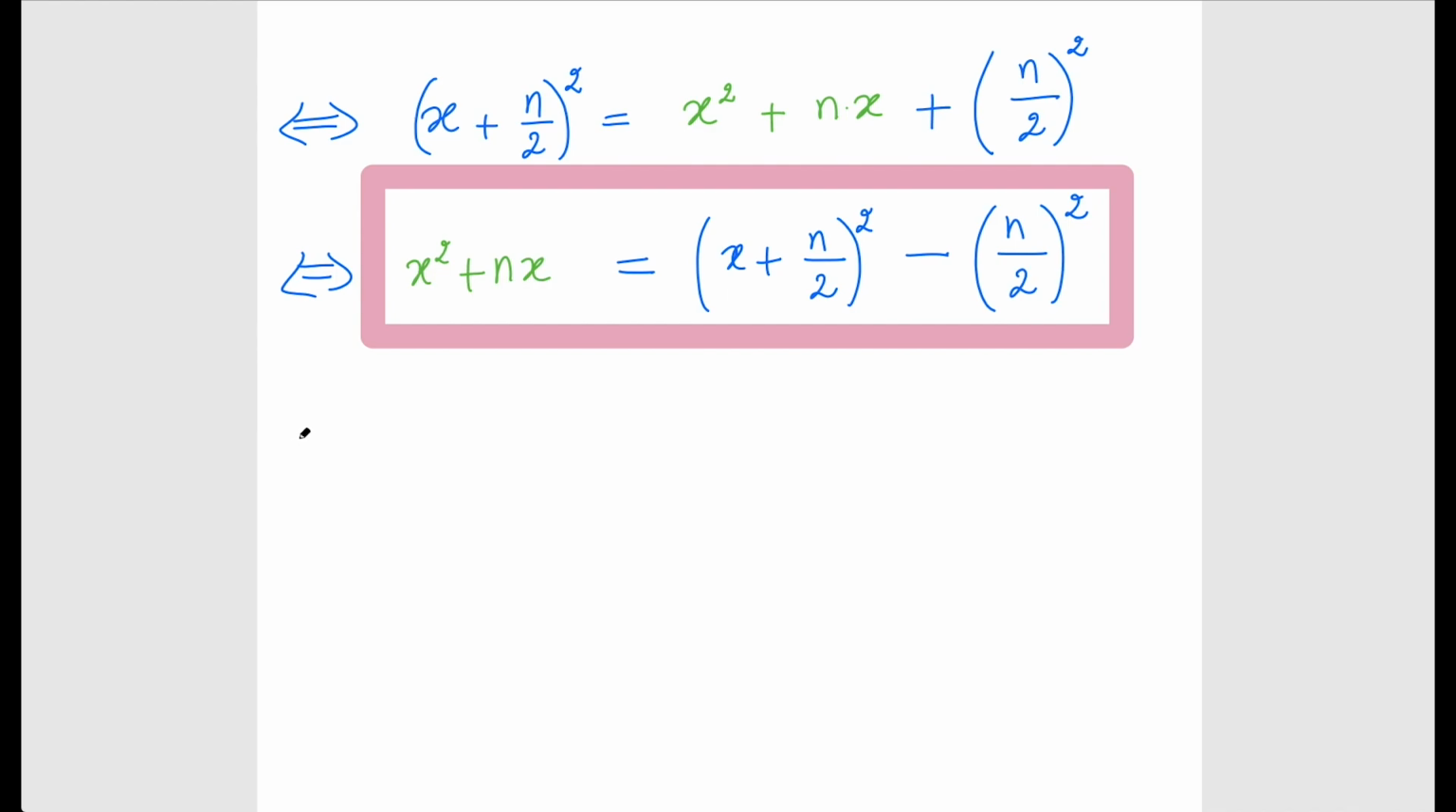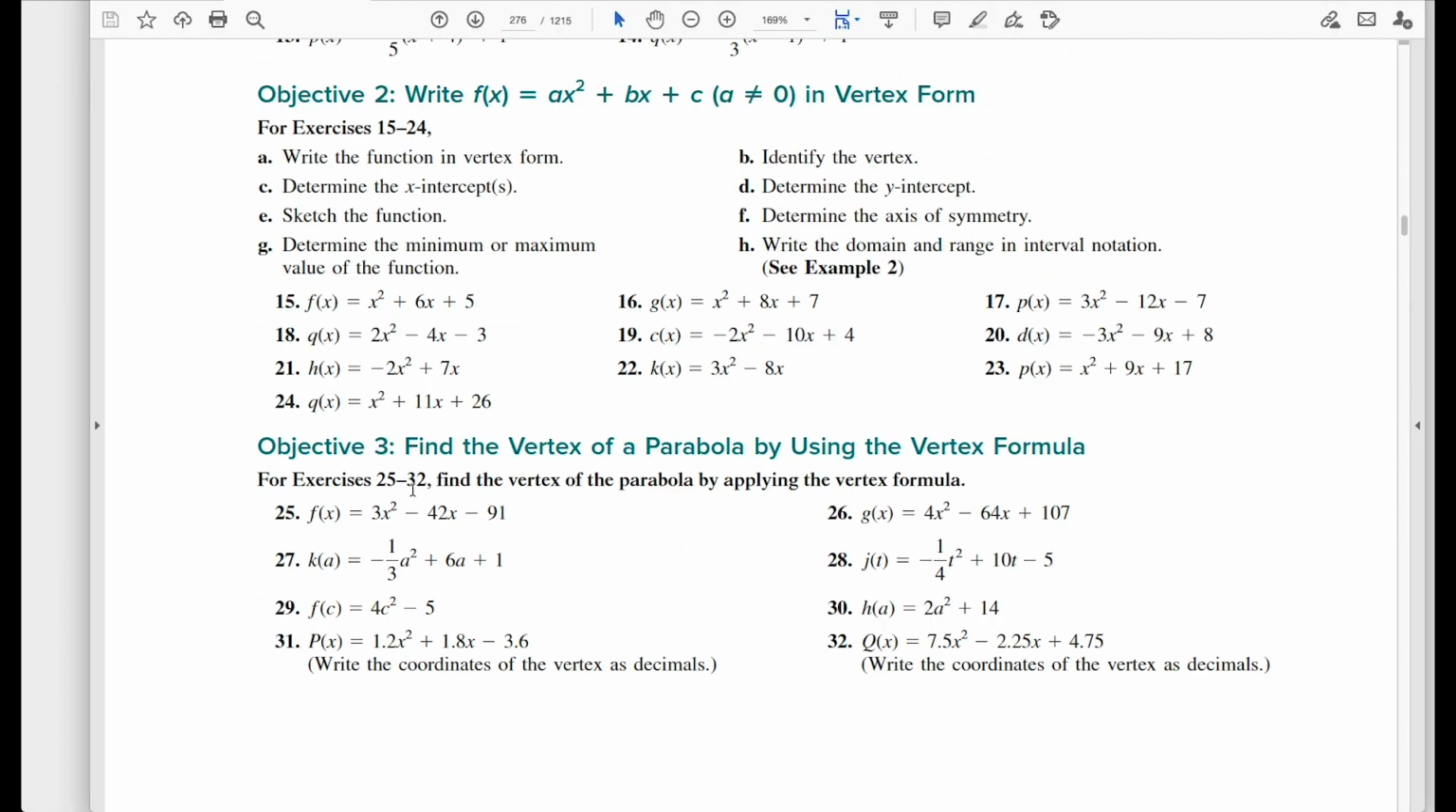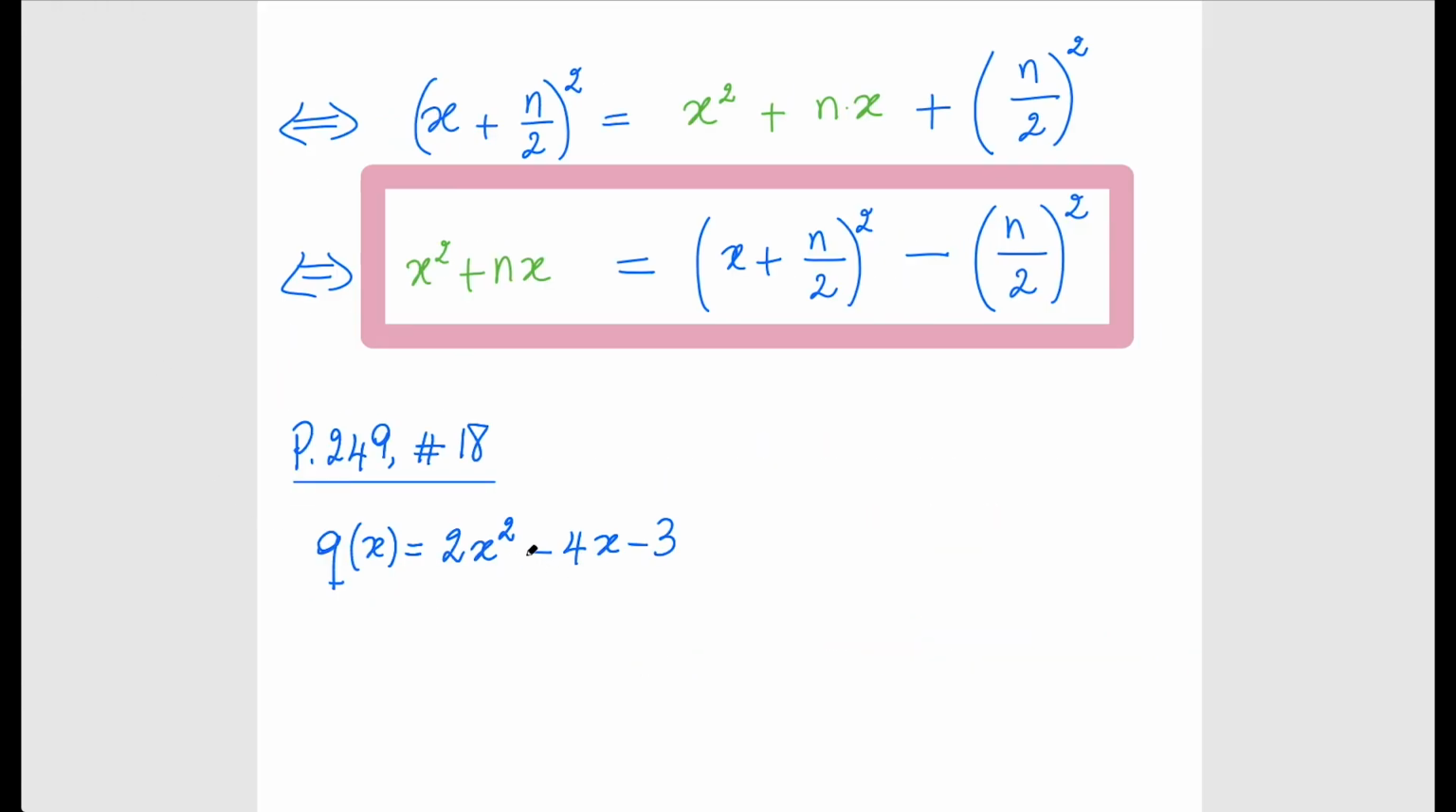So still on the same page, that's page 249. And that's number 18 as we said. Okay, so we have q of x, in this case q of x is equal to 2x squared minus 4x minus 3, right? Okay. All right, so what's the question? We have many questions. Part A, write the function in vertex form. So we're going to write this in vertex form.